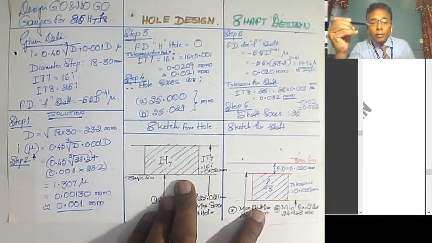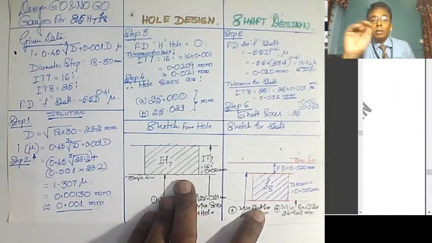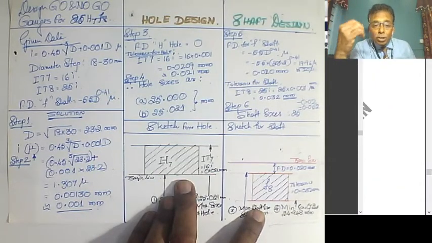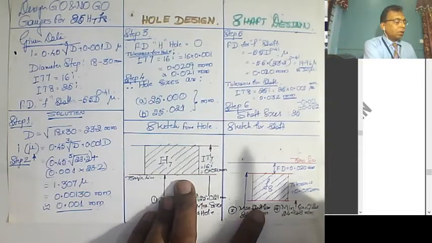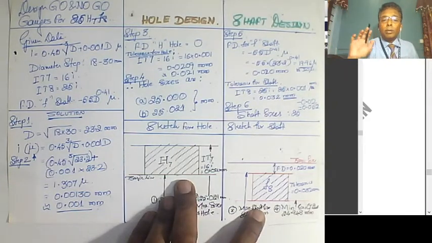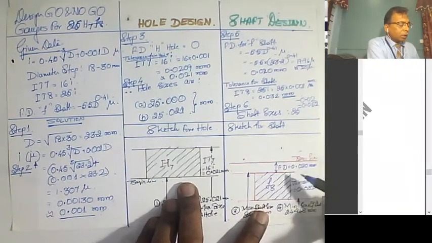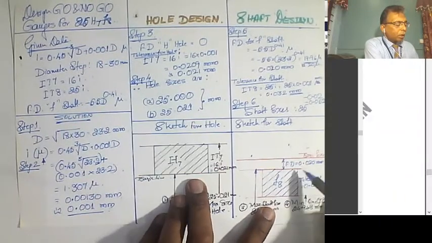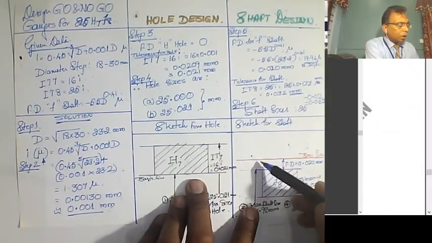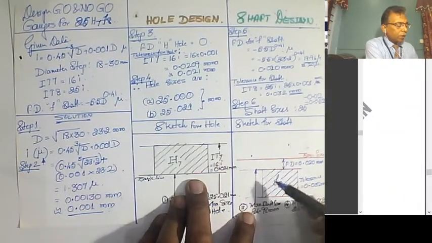Again, I have substituted i in terms of millimeters. If you substitute in microns, please change that later to millimeters. Finally, all the dimensions will be given in terms of millimeters only, not in terms of microns. Okay, shaft size 25. With this, you can now substitute the values. Fundamental deviation 0.020.